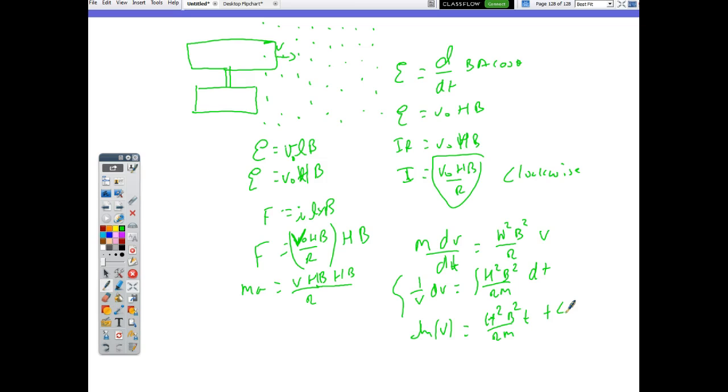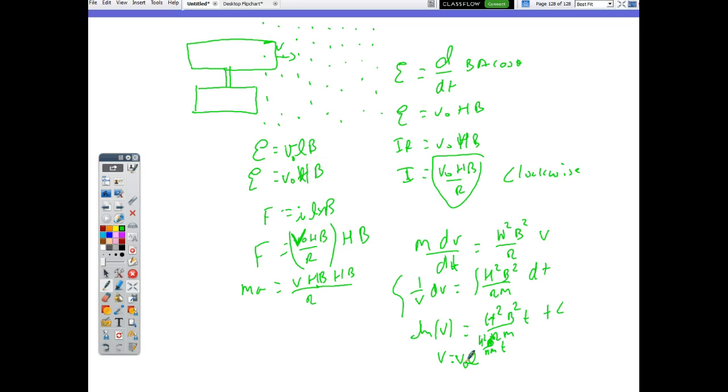So then this becomes V equals e to the H squared B squared over RM, T. I can't even put it all in here. And I can put a V right here. With me so far? I'm sorry, B naught, right? Because initial conditions. Everybody nod their head, but basically that's initial conditions, right?